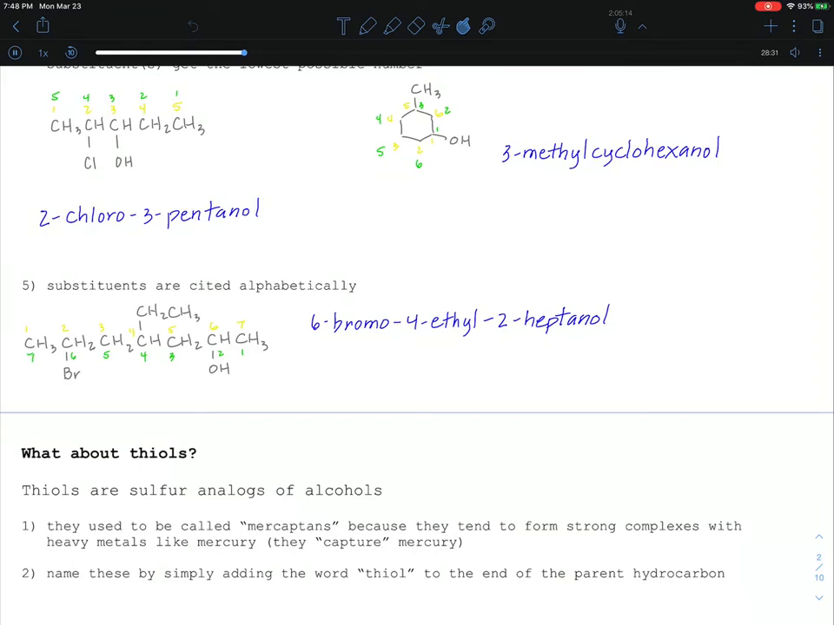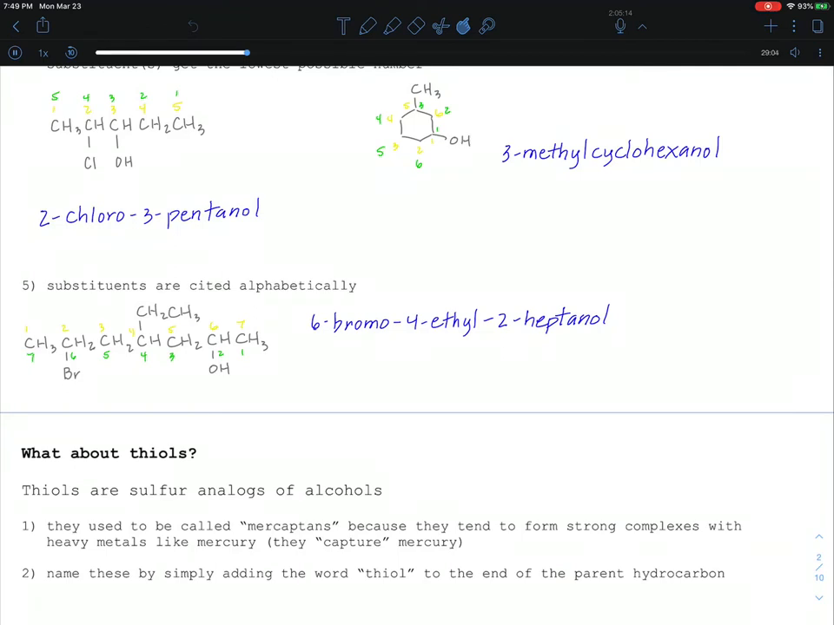So this is a heptane derivative, right? And so we drop the E, we add OL because it's an alcohol. This tells us that our hydroxyl group is on the 2nd carbon, that the parent compound has 7 carbons. The OL tells us that it's an alcohol. 4-ethyl says that on the 4th carbon, you should find an ethyl group, and on the 6th carbon, you should find a bromo group.